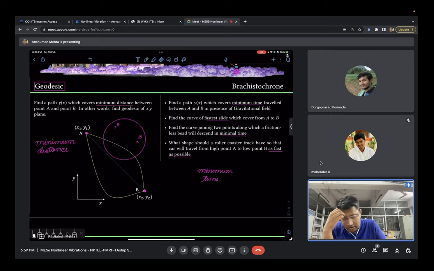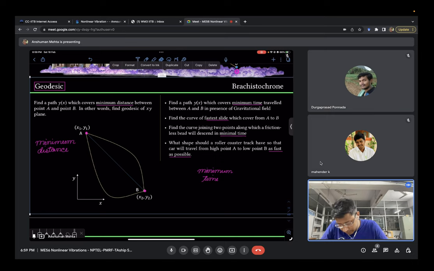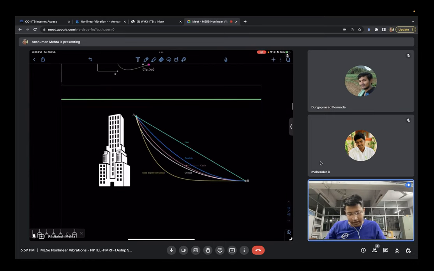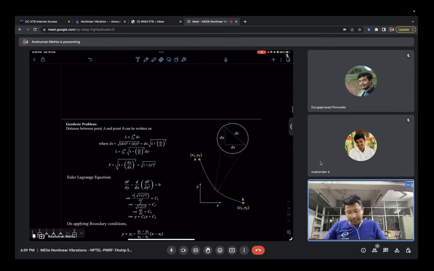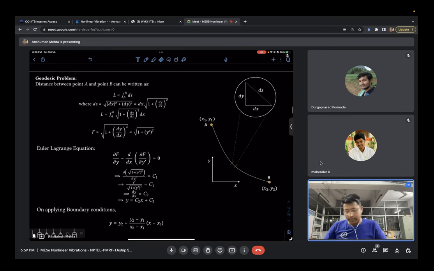No, because we have to travel on the surface of the Earth. We cannot tunnel through it. Hence these geodesic problems are of interest. Those problems are required, but right now we are not covering the geodesic problem. We can go for a derivation of that, but it is very simple. The distance between point A and B can be written like this.